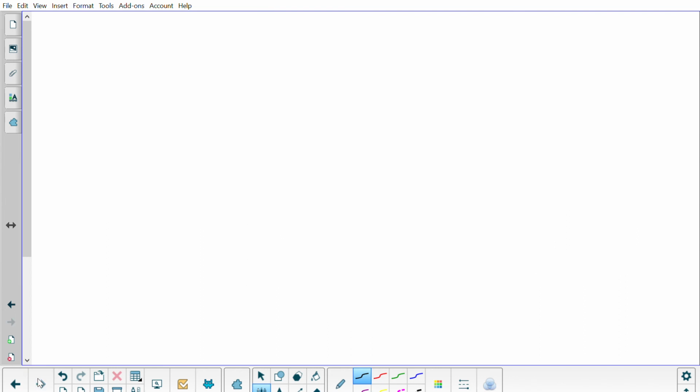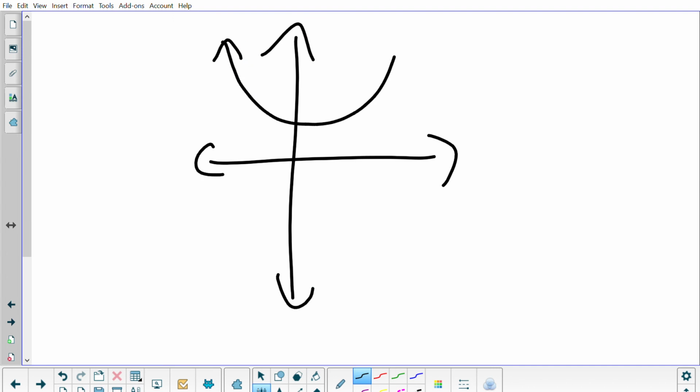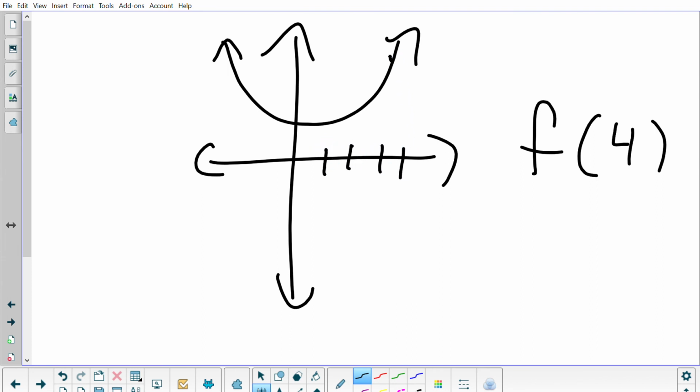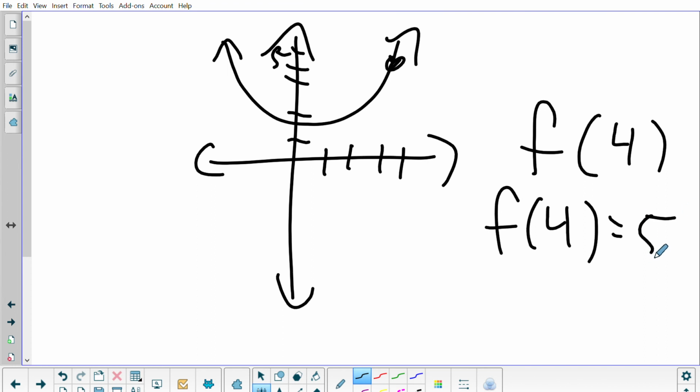And then evaluate when given a graph. So they might say at f of 4, evaluate. So that means where x is 4, 1, 2, 3, 4, I go up to my graph and say 1, 2, 3, 4, 5. So f of 4 is equal to 5. Yes, what they're asking for is, when I give you the x value of 4, what does y equal?